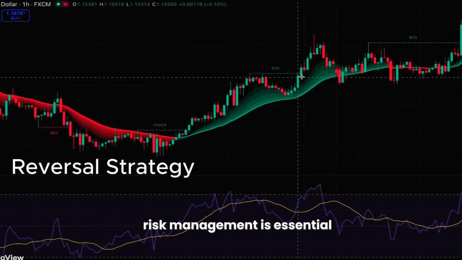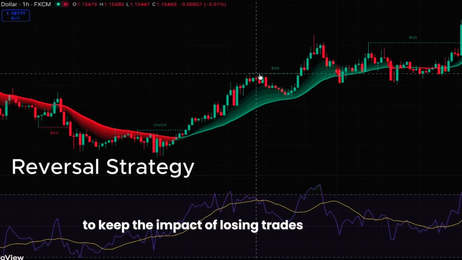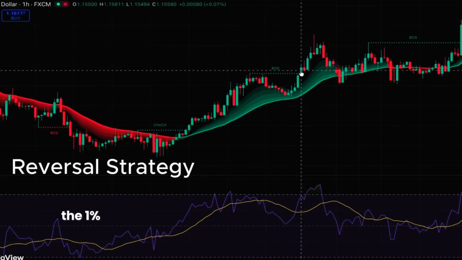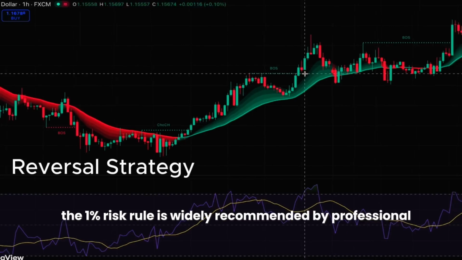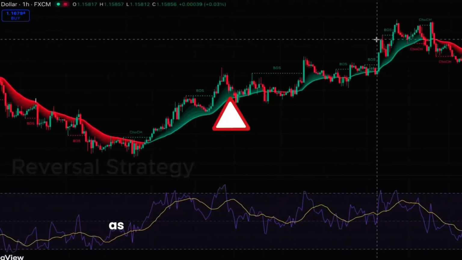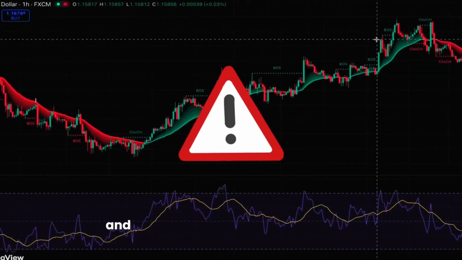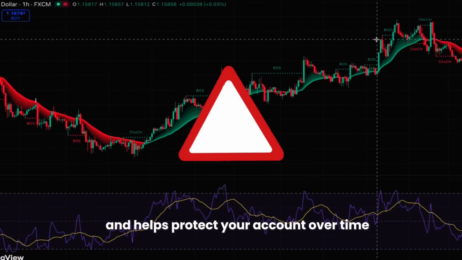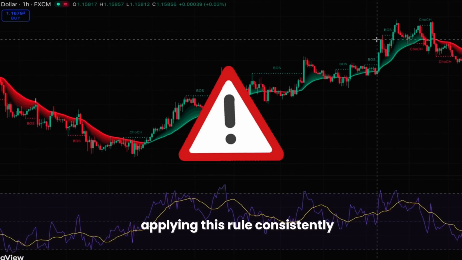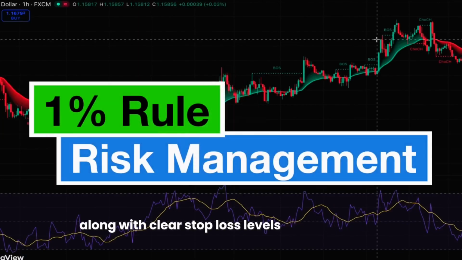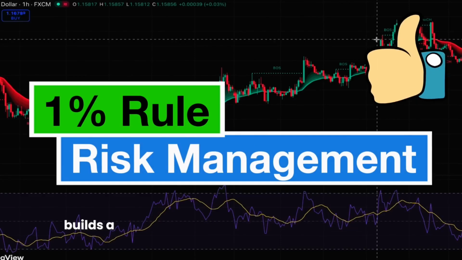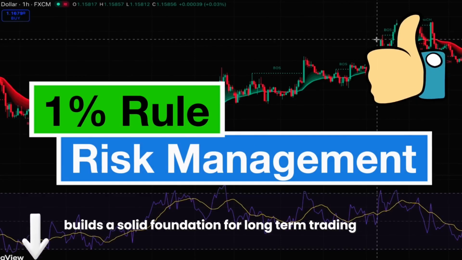Risk management is essential to keep the impact of losing trades under control. The 1% risk rule is widely recommended by professional traders, as it limits the amount you risk per trade and helps protect your account over time. Applying this rule consistently, along with clear stop-loss levels and profit targets, builds a solid foundation for long-term trading success.